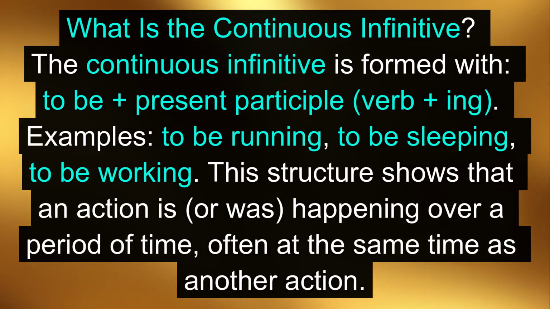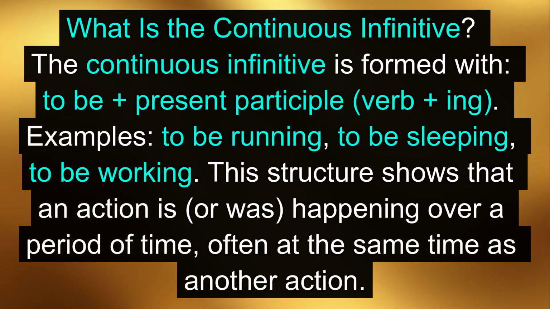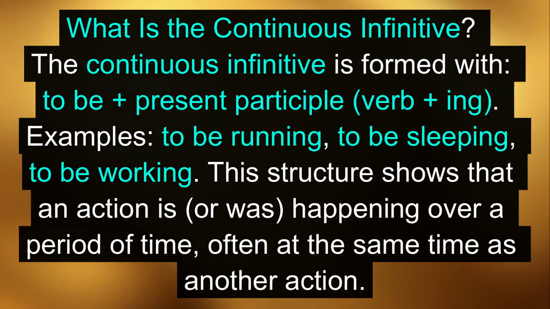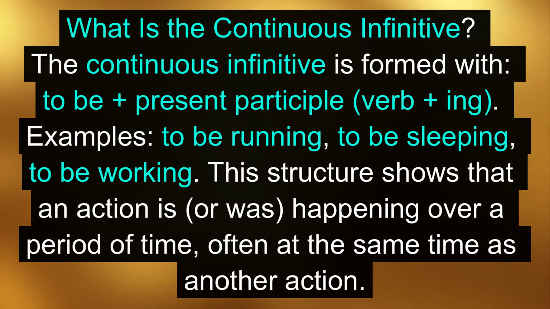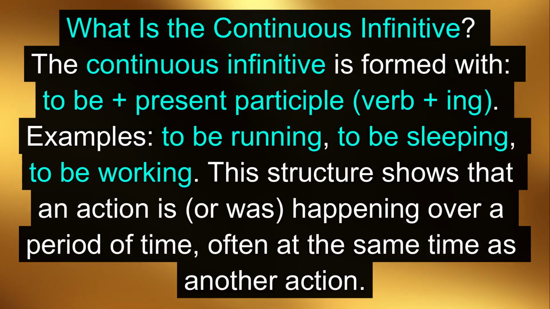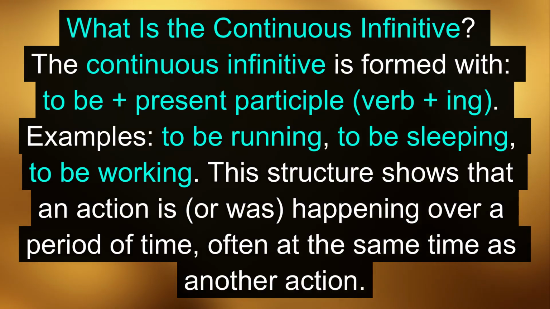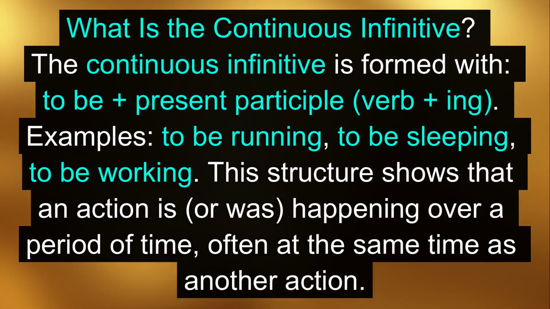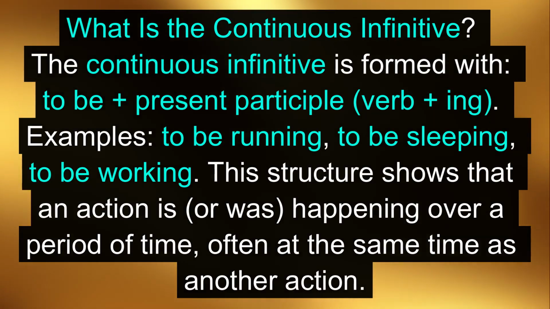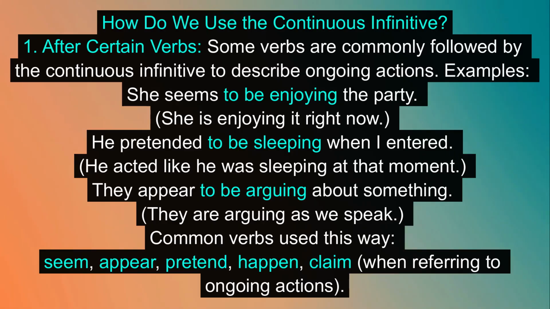What is the continuous infinitive? The continuous infinitive is formed with to be plus present participle, verb plus ing. Examples: to be running, to be sleeping, to be working. This structure shows that an action is, or was, happening over a period of time, often at the same time as another action. How do we use the continuous infinitive?